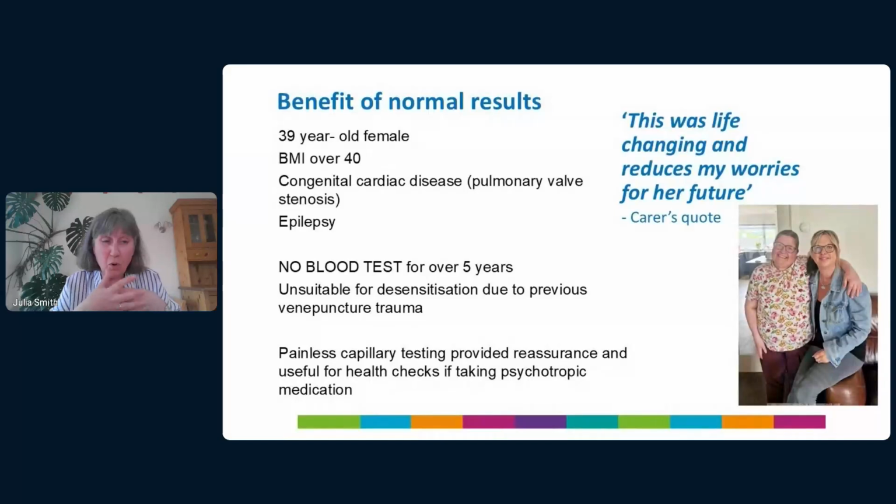But it's not just about finding abnormal results. What we didn't fully appreciate was that the actual benefit of having a normal blood result can be very reassuring for patients and carers. So this is a patient of ours who is 39. She has congenital heart disease, obviously on our learning disability register, but with severe needle phobia due to previous attempts at venipuncture. And the family were very concerned that she may be developing, or may have, type 2 diabetes from her very high BMI level. They were very keen to have that tested. So we were able to perform a HbA1c blood test using the TAP device, and that came back as normal.